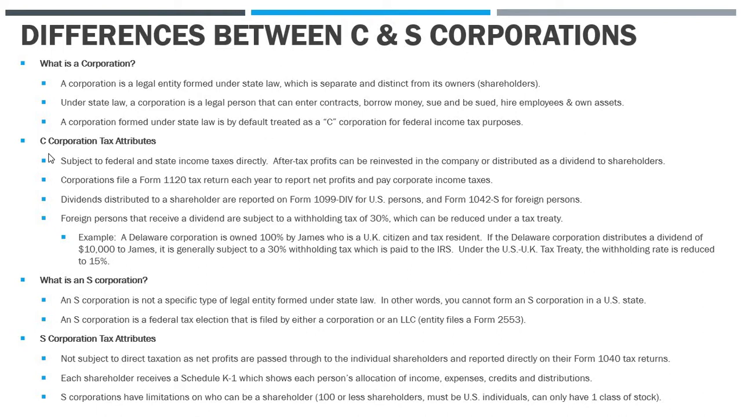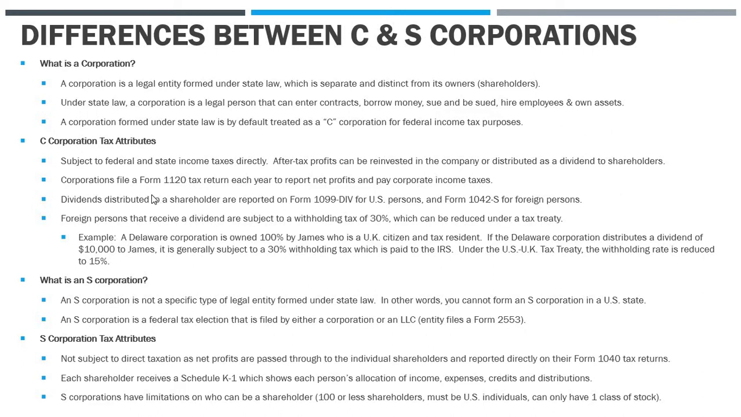Okay, so what are the attributes of a C corporation? Well, C corporation entities have that double taxation element, right? So the corporate entity itself is subject to federal and state taxes directly, and then any after-tax profits can be either reinvested in the company so they can retain that cash, or they can distribute the cash as a dividend distribution to the shareholders. And then once the shareholders receive that dividend income, they'll likely have to pay income taxes on it, on their personal or business tax returns.